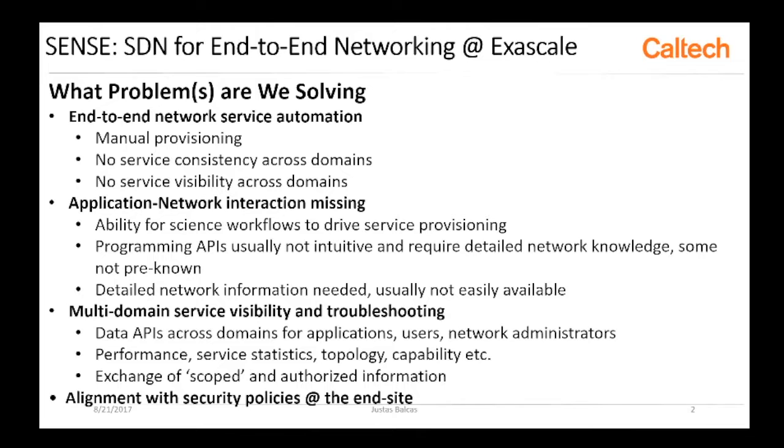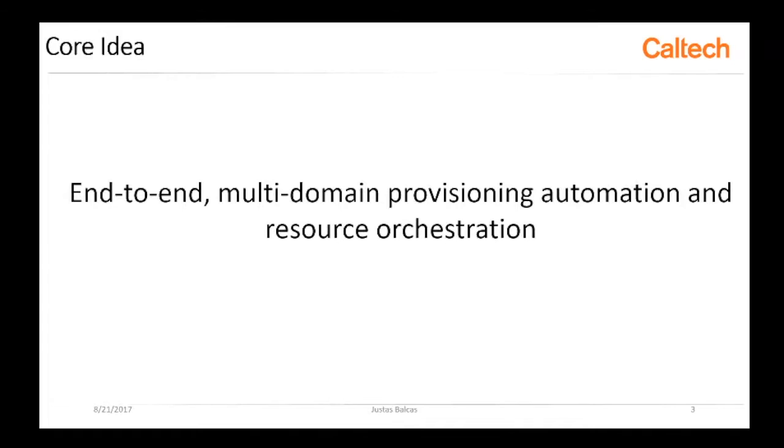All applications as well are not aware of this created path, so you have to configure, whether it is GridFTP or another transfer protocol, that you want to transfer through this specific interface. Whenever it comes to multi-domain, it's even more complicated if you have any problems, and it's not easy to debug any of these issues. So the core idea is to create an end-to-end multi-domain provisioning automation and resource orchestration system.